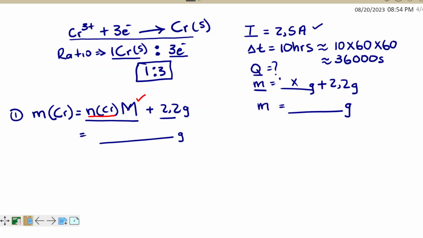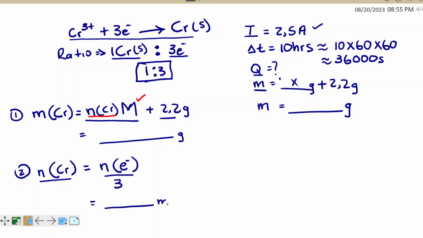Now, how do we get the number of moles? That is calculation number 2. The number of moles of the chromium, how are we going to get it? We need to find the number of moles of the electron, because the ratio is 1:3. So whatever we get for the number of moles of the electron, we will divide by 3 to get the number of moles of the chromium. That is calculation number 2.